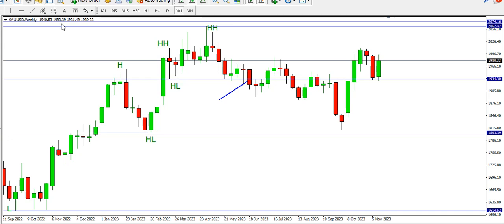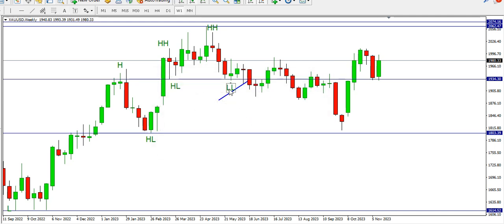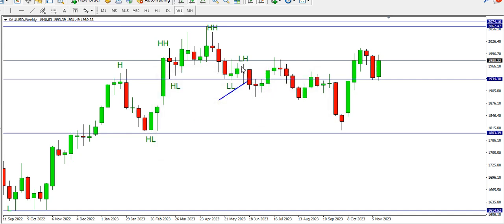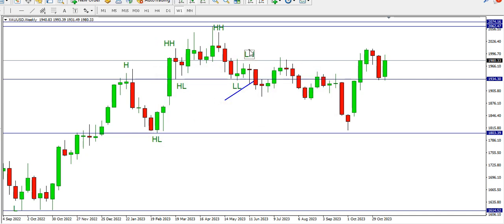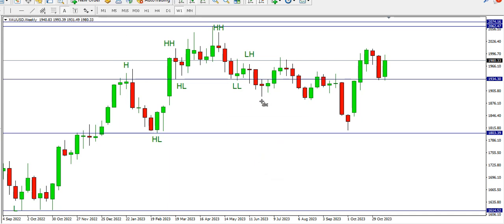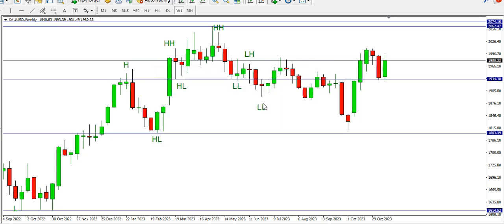Now marking up, we have a higher high, we have a low around here, and let's call this lower low. A lower high. Call this lower high. That particular point is our lower high region, and we call this lower low. Let me delete this. This is our lower low.